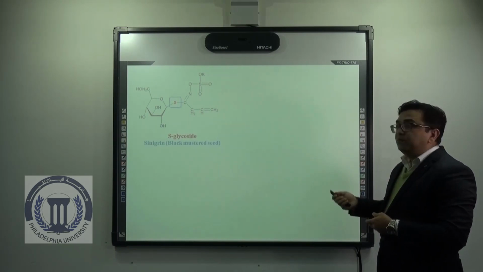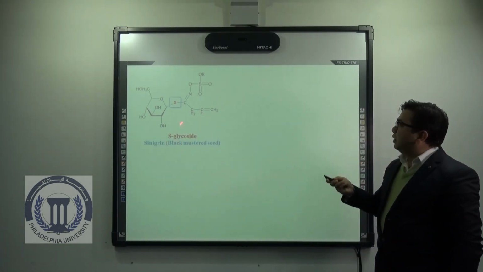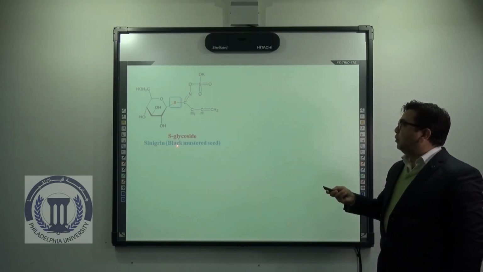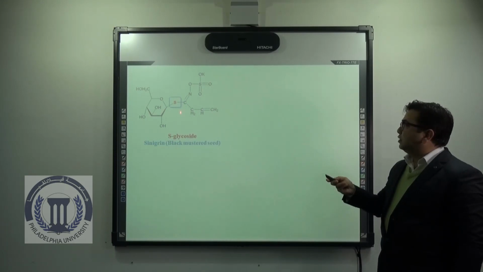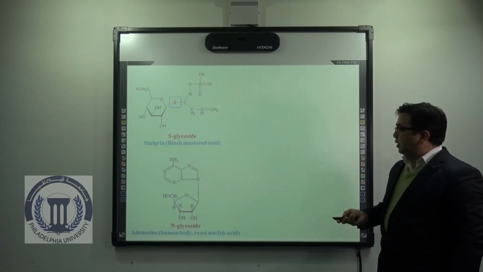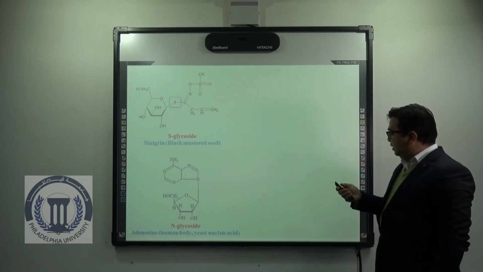These are some of the examples of glycosides. You can see an S-glycoside. The name of the compound is sinigrin, which is available from black mustard seed. You can see the linked atom is sulfur. The second one is an example of N-glycoside, which is nothing but the structure of adenosine, which is an important molecule of the human body and is a nucleic acid.